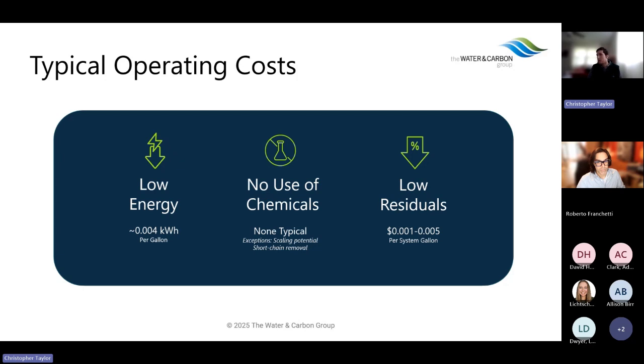In terms of short chain removal, if you were to add WCG1 chemical, which we've basically yet to see a need for in terms of regulations out there, but should you find that need, it'd be in that thousandths of a cent range that I'm showing for low residual. So it's not much to add chemical if required. For low residual itself, that organoclay that I mentioned, that's what you're looking at, per system gallon as well.